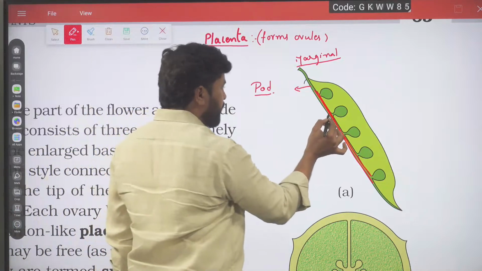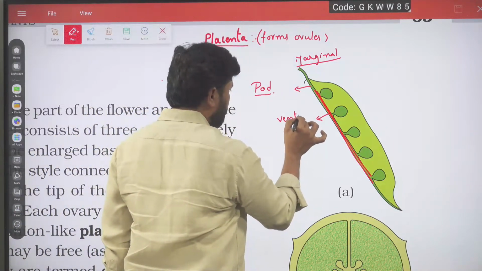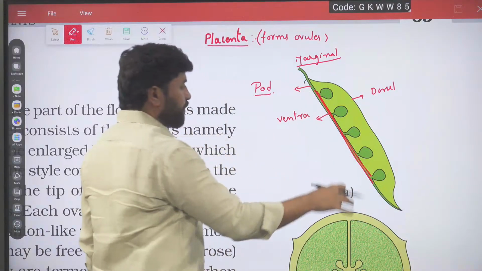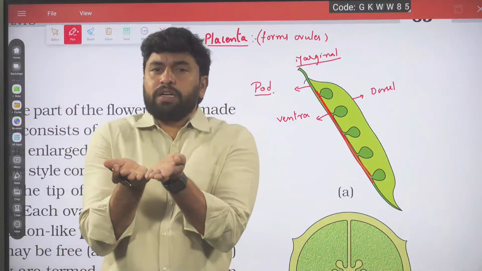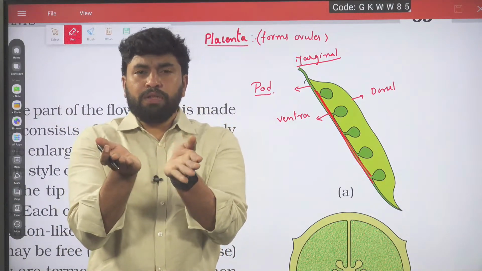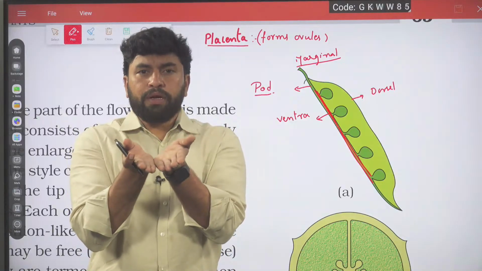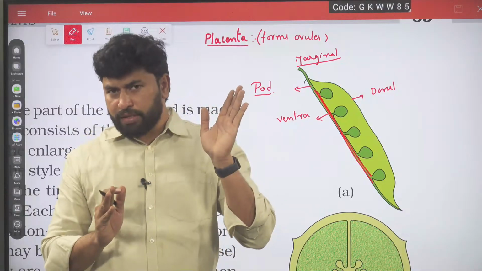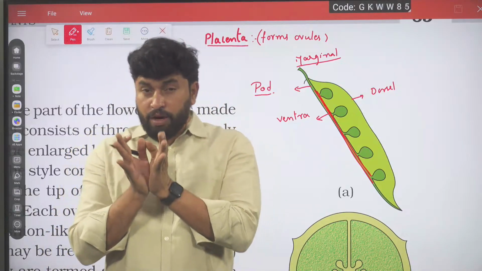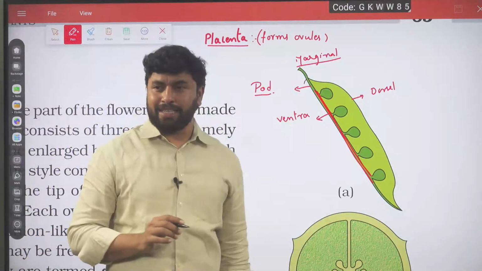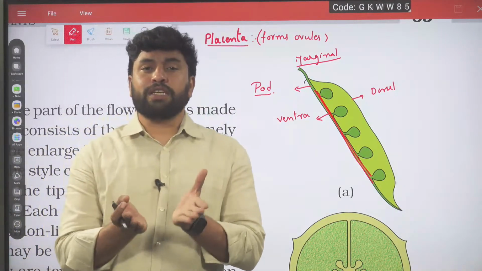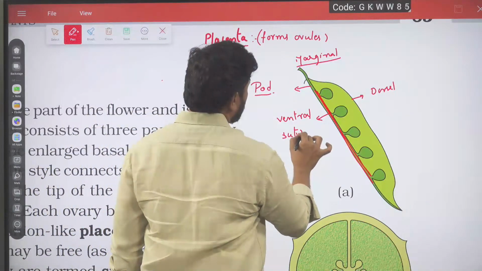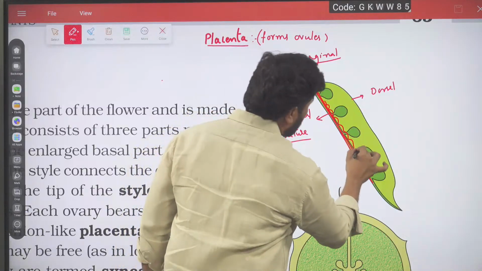The lower part is called the ventral side. The upper part is called the dorsal side. On the ventral side, there is an attachment of two parts. I said you can open the fruit into two parts. They will generally open at the upper side and lower side. The upper side is called the dorsal side, the lower side is called the ventral side. Only on the ventral side is there a presence of placenta. The connecting part is called suture. The ventral suture is the place where placenta is present.